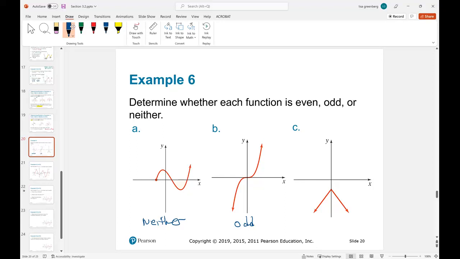And then C, well, if I turn this upside down, I would end up having a graph that looks like that, which is again not the same. But this one is symmetric around the y-axis, because if I look at this side, it's exactly the same as that side. So when something's symmetric around the y-axis, it's even.